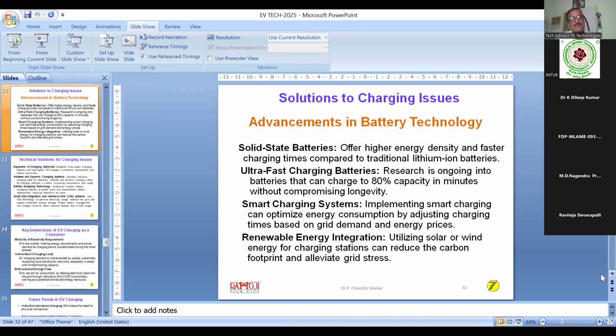Solution to the charging issue. What is the solution now? Advancements in battery technology. New batteries are on the way. Trials are underway.